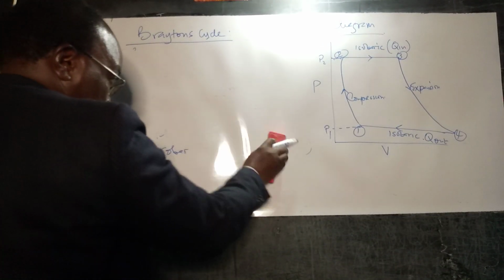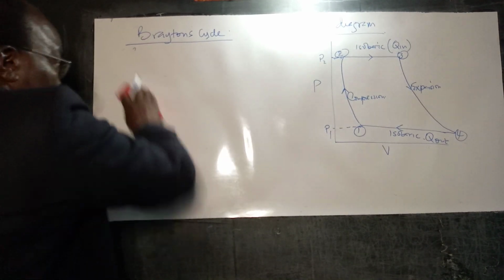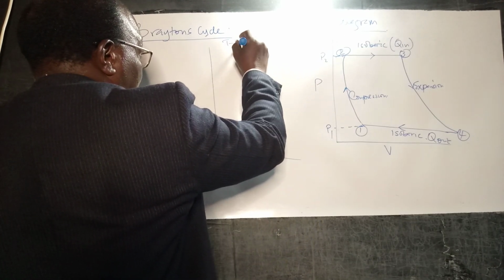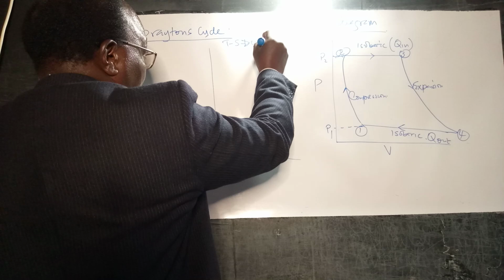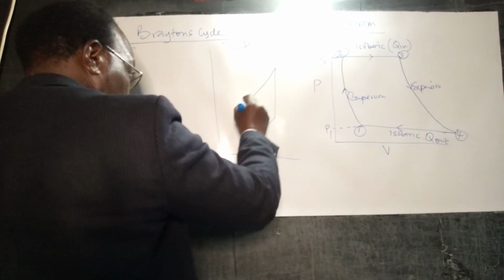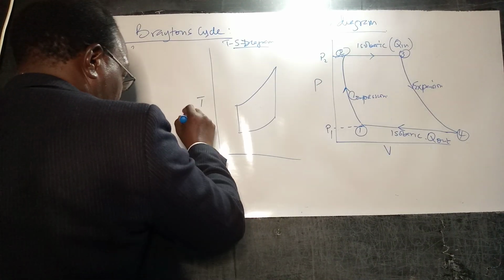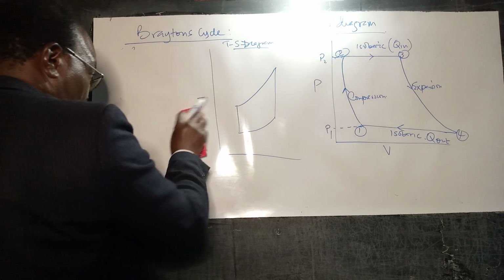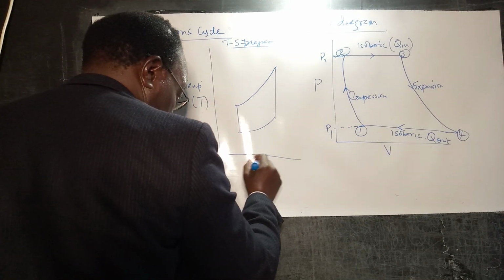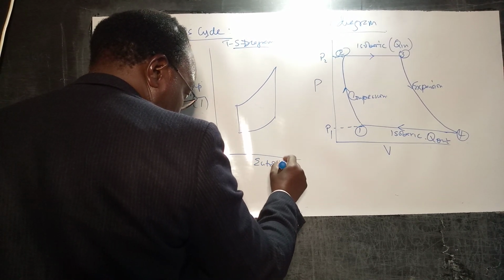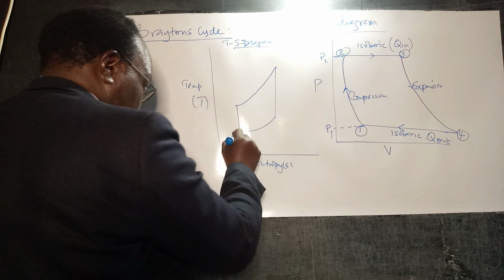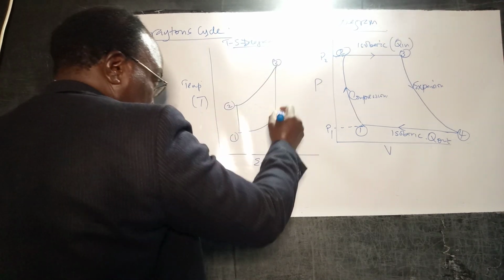Now on the temperature-entropy diagram, let's put them side by side. That's the TS diagram. Let's have temperature here, and let us have entropy. Draw the axis properly. And so we have state point 1, state point 2, state point 3, state point 4.